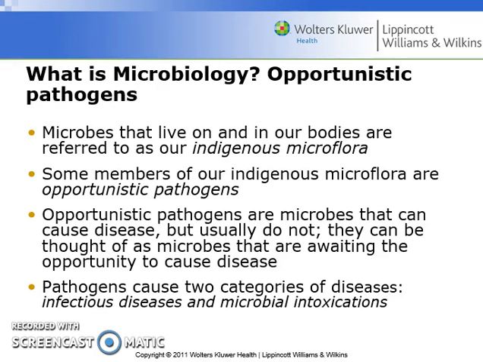But for the most part, most pathogens that are considered to be opportunistic pathogens are not pathogenic and don't cause disease. They only cause disease when given the opportunity, which is why we call them opportunistic pathogens. Now, pathogens can bring on two different types of diseases, or two groups of diseases. At least this is how we classify them. We have infectious diseases, and then there's microbial intoxications.